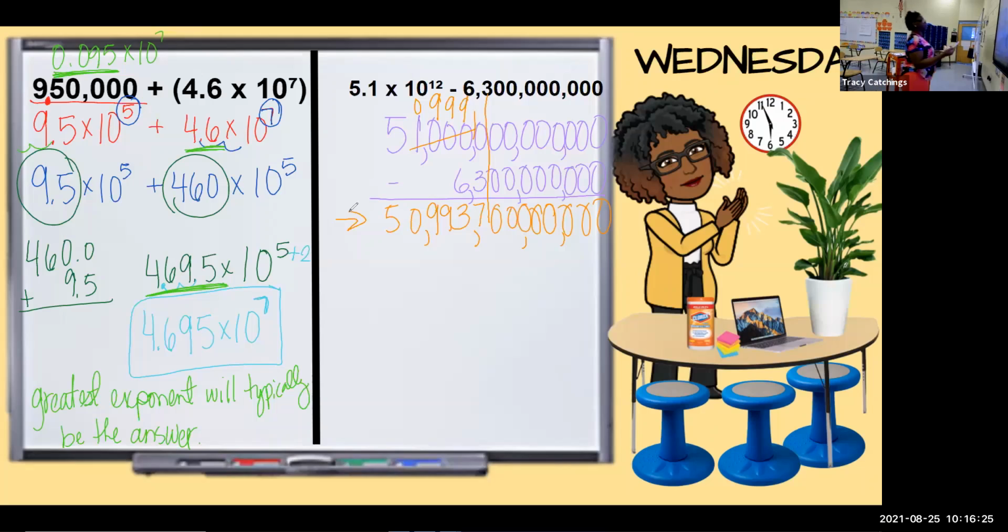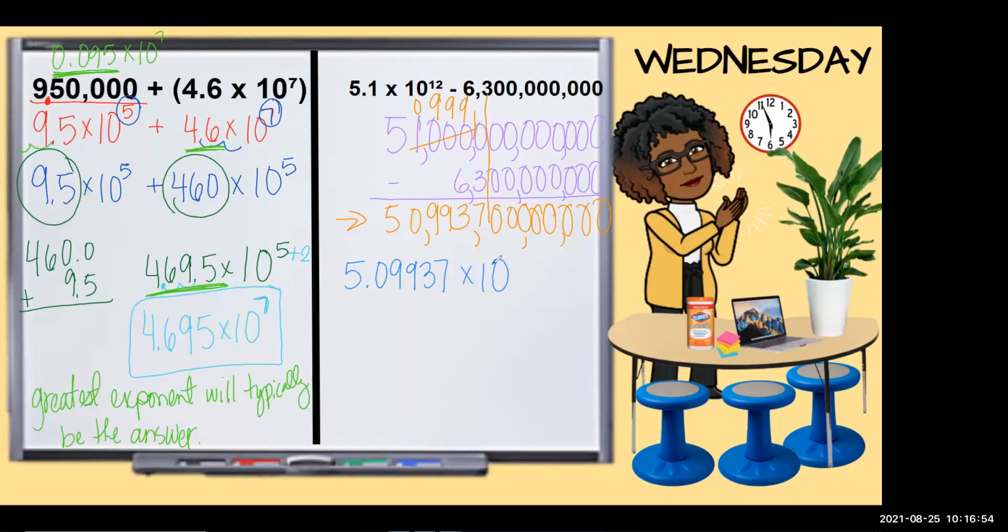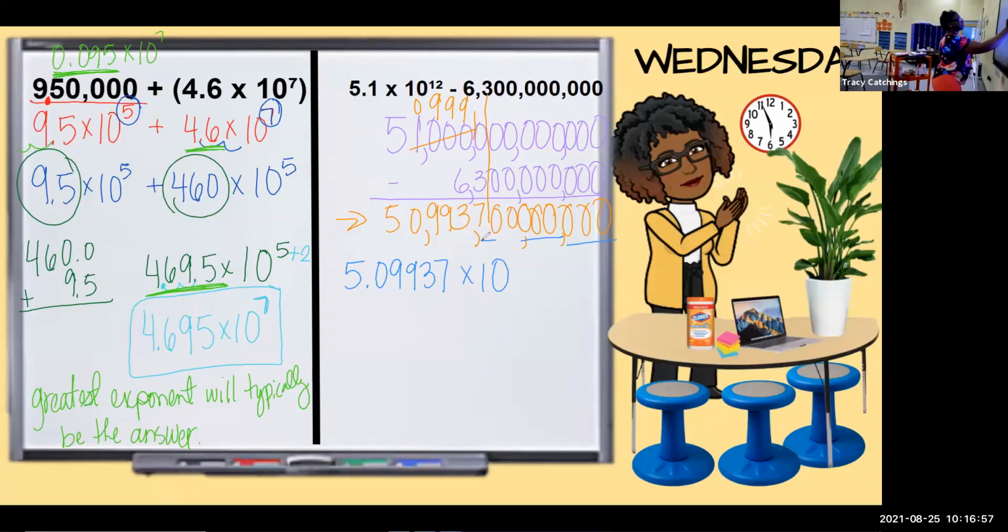And then after you do it in standard form, you still have to write it in scientific notation. So our decimal will go behind what digit? 5. Okay. So now we have 5.09937 times 10 to the... 8,000. And that's 3, 6, 9, 12. Oh, I forgot about those.